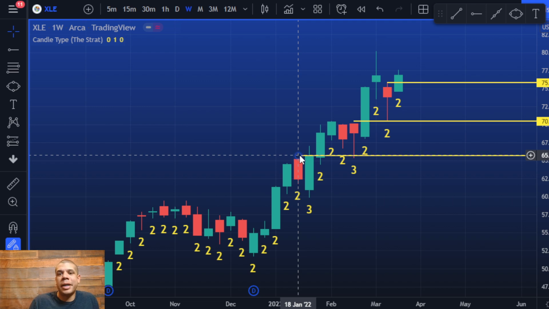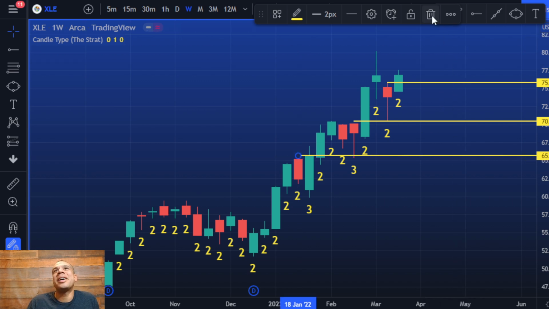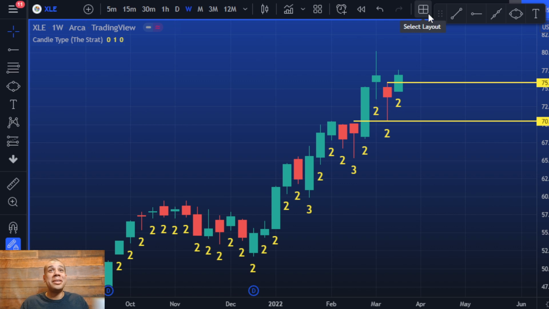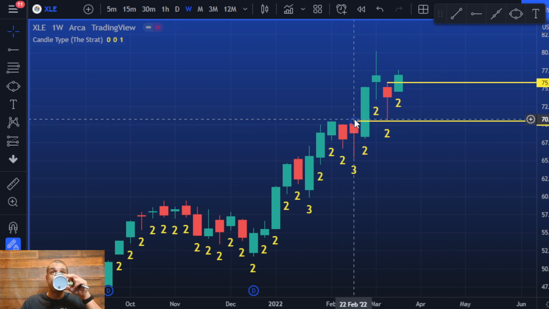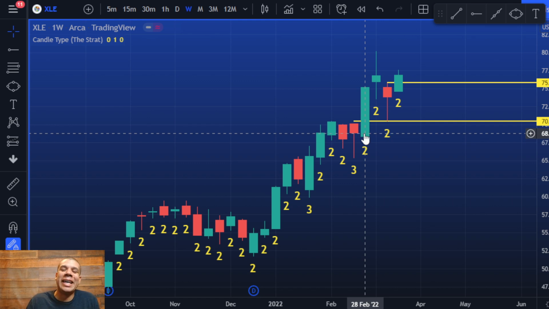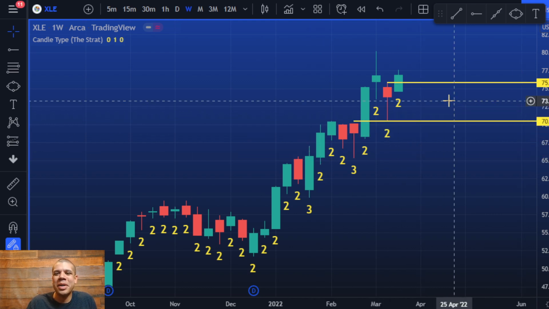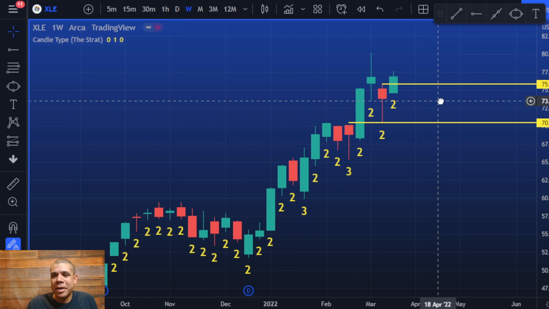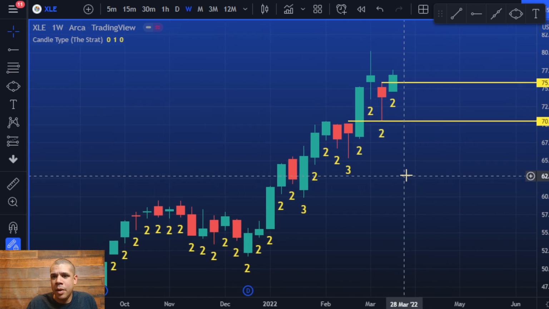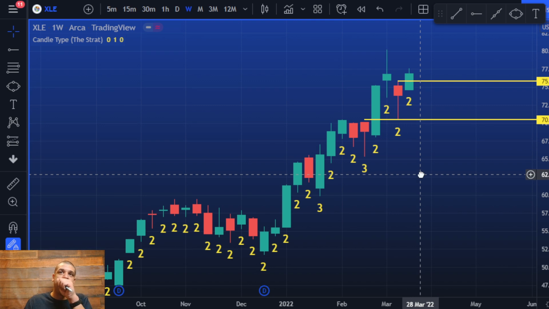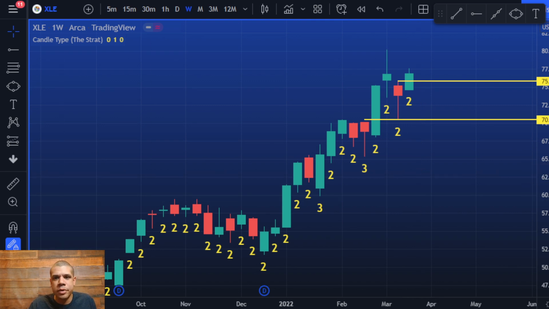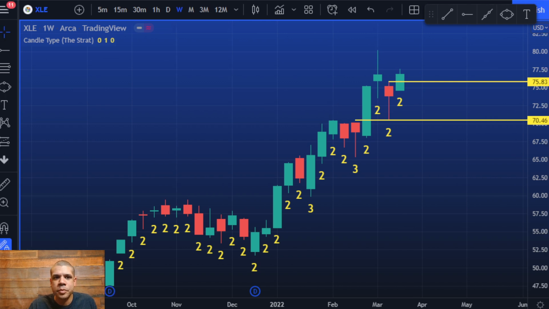And then let's just say you missed that one. 65, you don't want that one either, okay? You definitely want this one. 3-2 reversal back up. Yeah, definitely want this one. 3-2 reversal back up. Yep, 3-2 reversal back up. Let me move this. Yep, there you go.